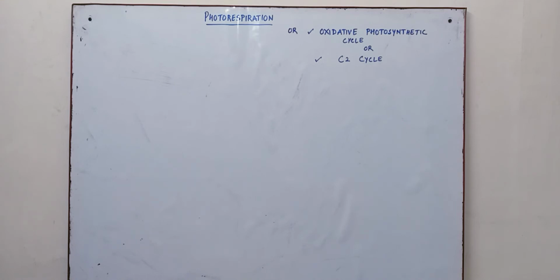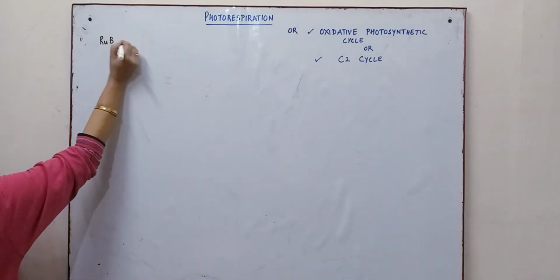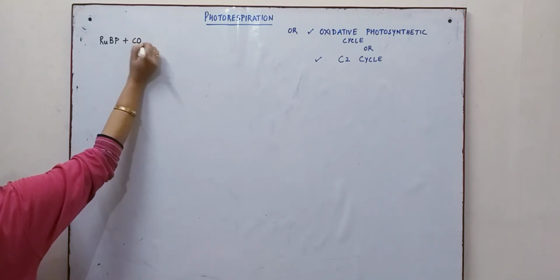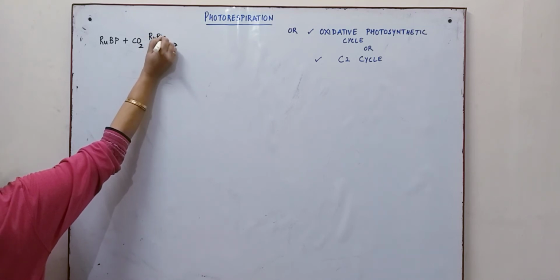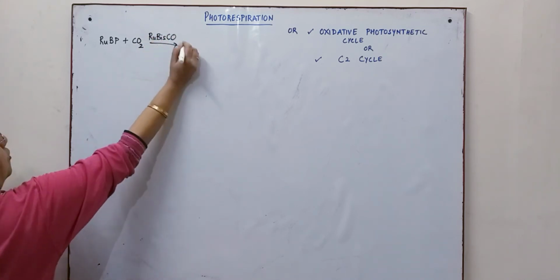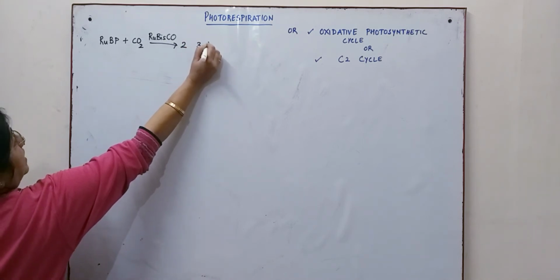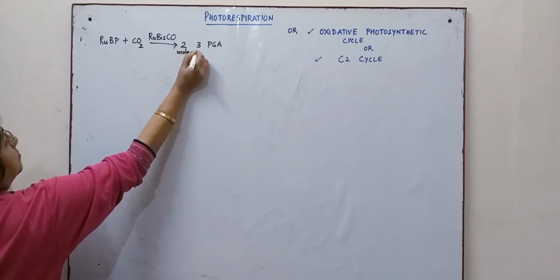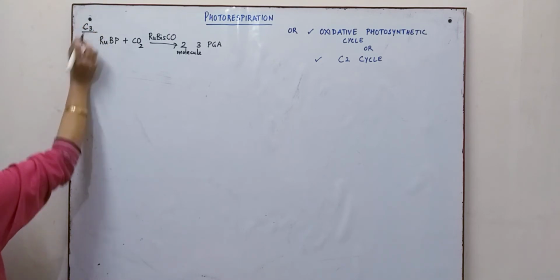Over here, the RuBP, that is the ribulose bisphosphate, combines with carbon dioxide in the presence of the enzyme Rubisco to form two molecules of 3-PGA. So here we are forming two molecules of 3-PGA in the case of C3 plants.